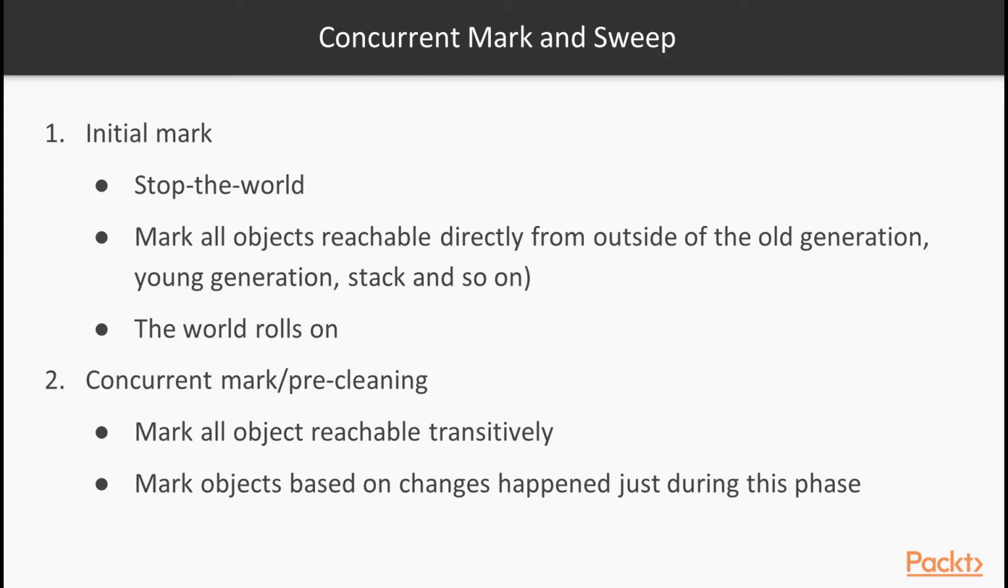Then it does the concurrent mark and pre-cleaning, marks all the objects which are reachable transitively, and then marks all objects based on changes that happened just during this phase. And for that, it has a very fast algorithm, but it's easy to see why it is needed. For example, imagine we are searching for a piece of paper in a group of people, and I have this paper in my hand, and you can ask me if I have it in my hand. And then you ask somebody else, but in the meantime, in another thread, as an application program, I can hand it over to someone.